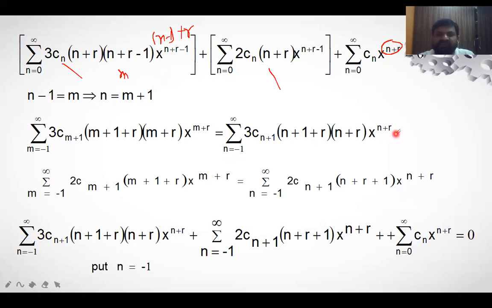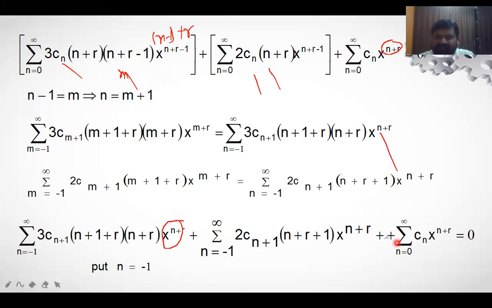Similarly for the second term, we use the same method. So the range is m equal to minus 1 to infinity, with n equal to m plus 1, and n plus r equal to m plus 1 plus r. Therefore m plus 1 plus r, x raised to m plus r. Again we change this m into n: n equal to minus 1 to infinity, 2 Cn plus 1 into n plus r plus 1, x raised to n plus r. Now substitute these two values in place of the earlier terms. Now see, all the terms have the same index, n plus r.